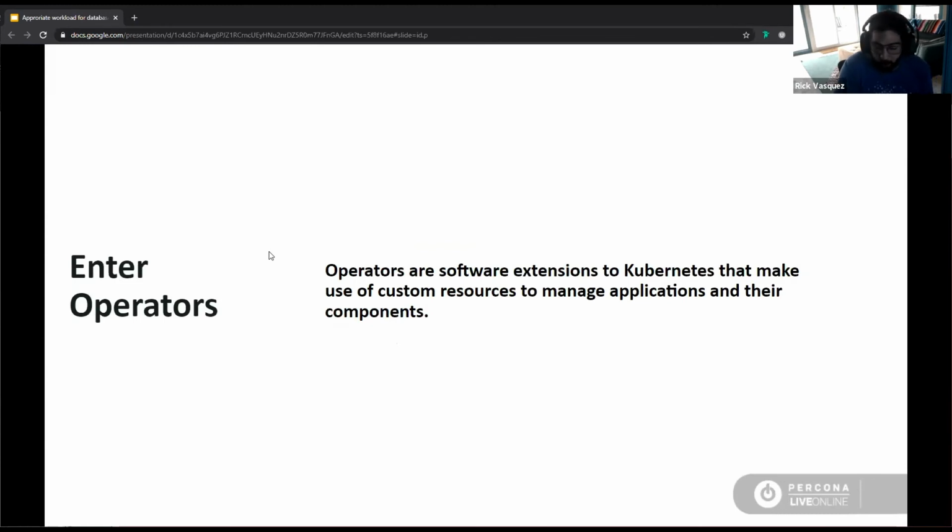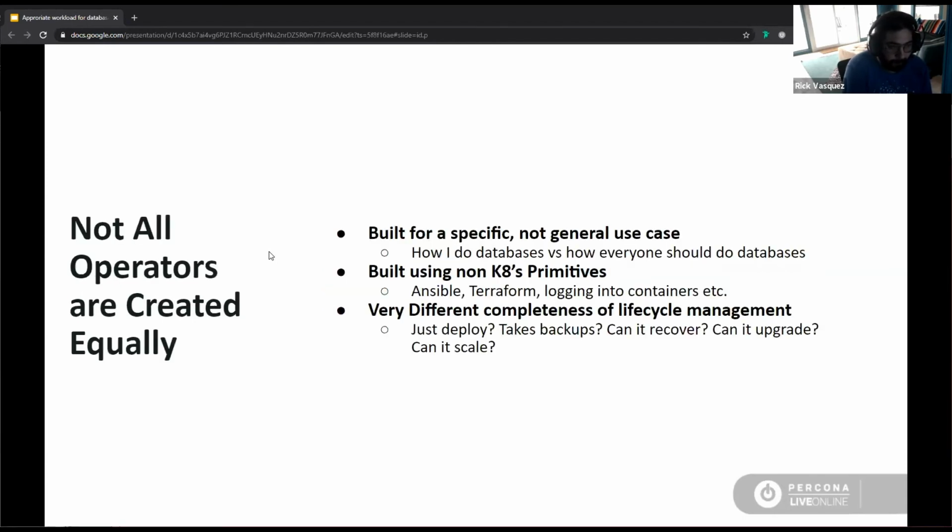And so, we introduced the topic of operators during our panel discussion. This is the definition of operators, according to Kubernetes itself. They're software extensions to Kubernetes that make use of custom resources to manage applications and their components. And so why is that really important, especially when we're talking about databases? I'll let Stephen talk more about that. Do you want to elaborate on it?